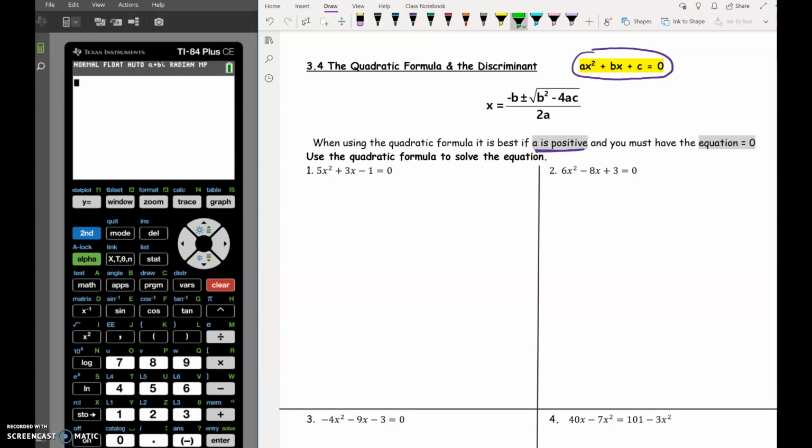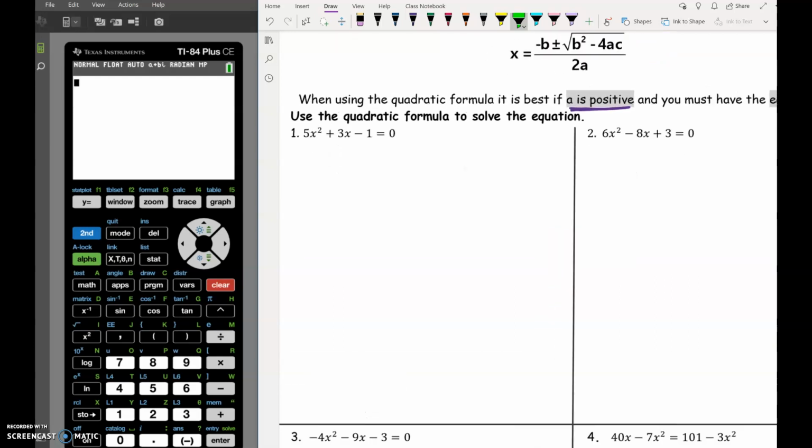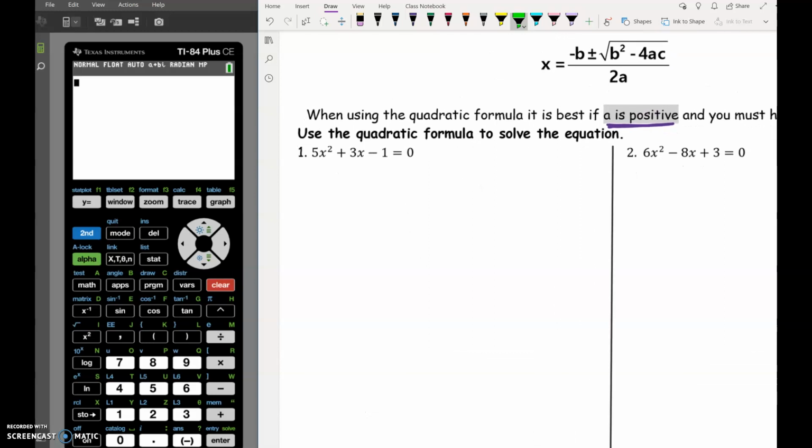So let's do number 1 together. First thing we need to do is make sure that our x squared term is positive. It is. Make sure we have equals 0. We do. So what is a? A is 5. B is 3. C is -1. It is important to note that your A, B, and C do not involve any x's. It's just the number that's in front of the x's.